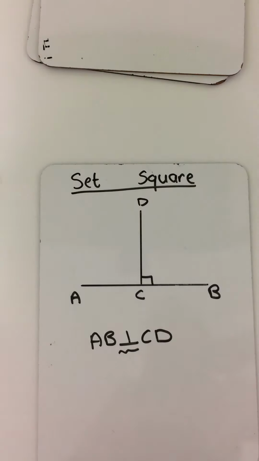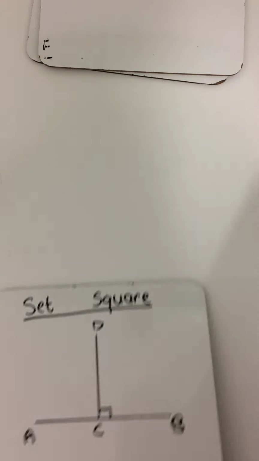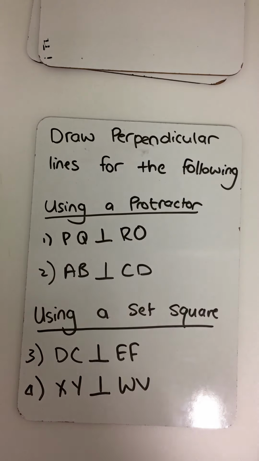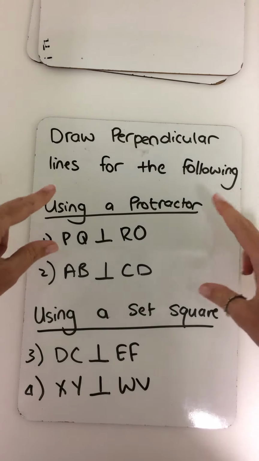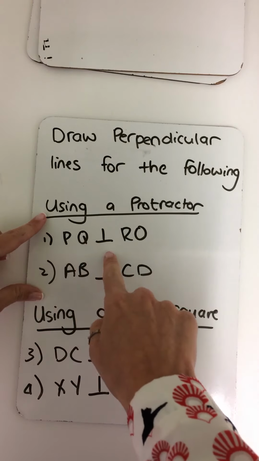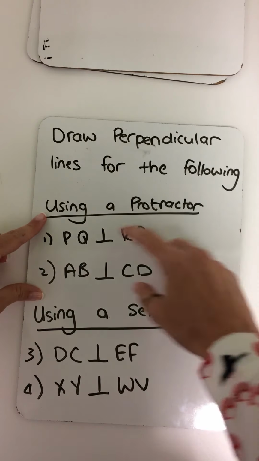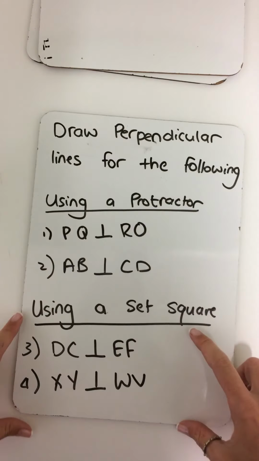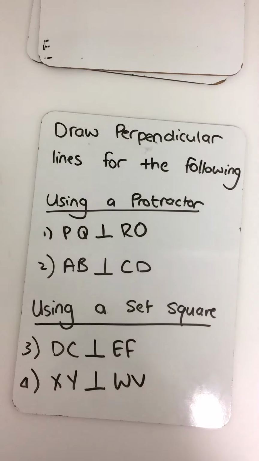If you understand this, I'd like you to please pause the video now and try this example on your whiteboard. It says, draw perpendicular lines for the following: PQ that's perpendicular to RO. These are just obviously the names of the lines. Here you're using a protractor, and for number 3 and 4 you need to use a set square to draw perpendicular lines. If you don't understand the video, please watch it again before trying the activity.